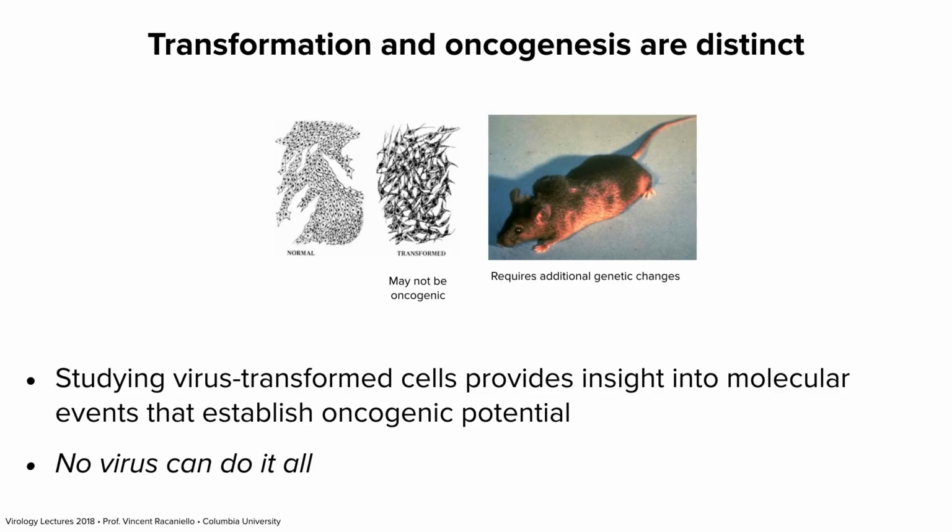Transformation and oncogenesis are 2 different things. Transformation is changing the properties of cells in culture, all the things we've talked about, including them becoming immortal. But that's not enough to be cancer. You need more mutations, more changes in the cell than occur during transformation. Oncogenesis is the formation of a tumor that requires additional genetic changes.